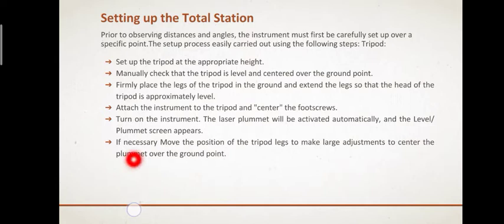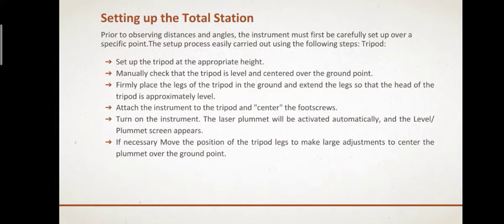Next, if necessary, move the positions of the tripod legs to make a large adjustment to center the plummet over the ground point. When you want to center the plummet, what does that mean? When you want to bring the center of the total station to the center of the ground point, that time you use the laser plummet, right? So center it, to bring this instrument to the center.